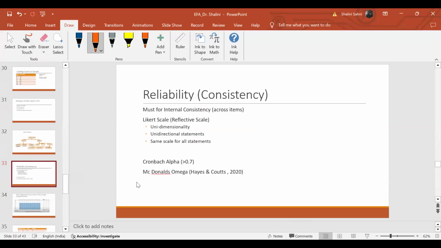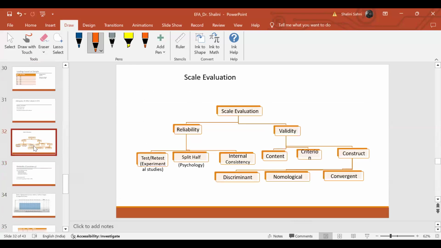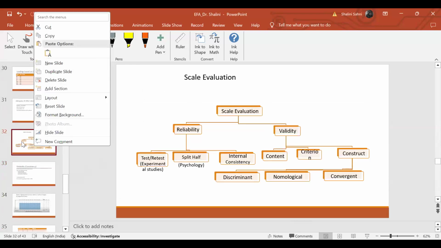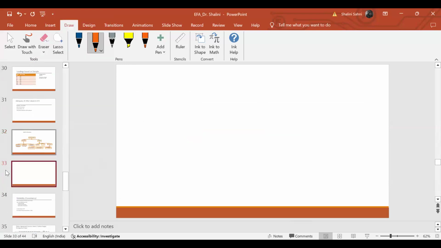I'll take the Cronbach alpha also after this. I told you that we've got two methods. One is called the PCA, another is called the PAF, right? Now this PCA method is based on total variance explained.